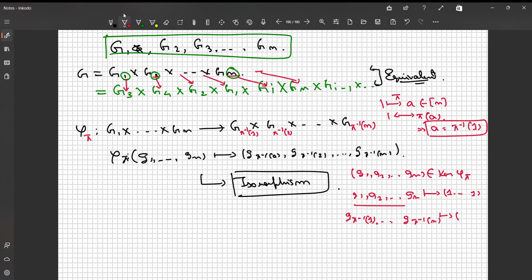But then g_π⁻¹(1) till g_π⁻¹(n), this must get mapped to identity. But obviously we are talking about n-tuples, so this should be equal to the collection of all identities as an n-tuple. Therefore we have a coordinate-wise comparison which says that every element g_π⁻¹(i) is equal to 1 for all i, which specifically means each of these elements are identities. Therefore the only element in the kernel is the identity element, and hence this is injective, right? So this is obviously an isomorphism. I hope this part is clear.